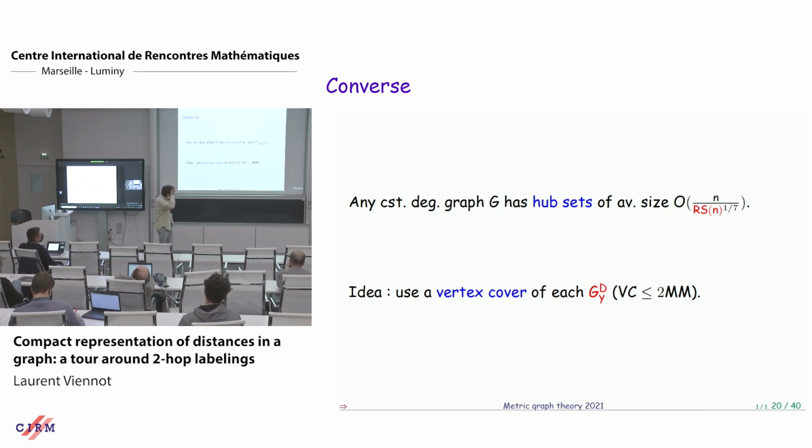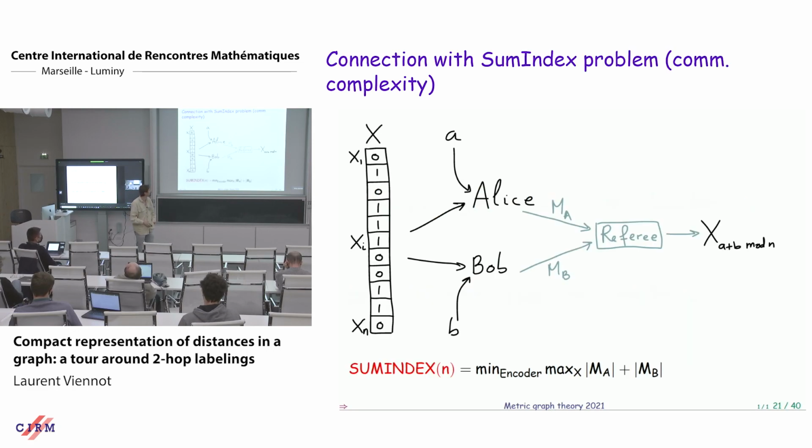So I won't explain this, but the idea is to, again, use this kind of graph gy and to use a vertex cover of this graph. So when you cover an edge of this graph by one node, it means this node will take Y as a hub. So using vertex cover, you can cover all pairs of the nodes, and you will get subsets with this bound. So there are connections in both directions.